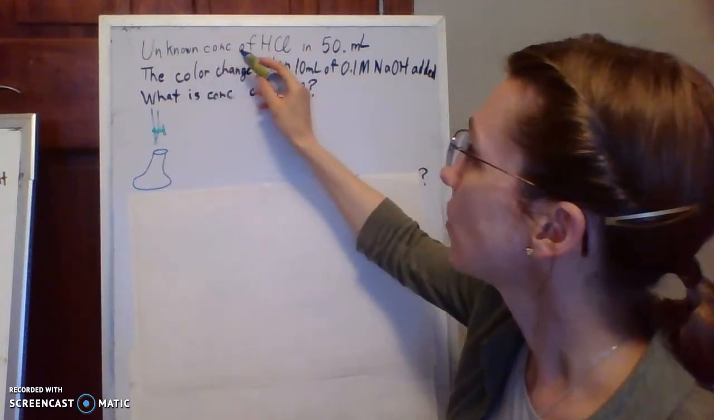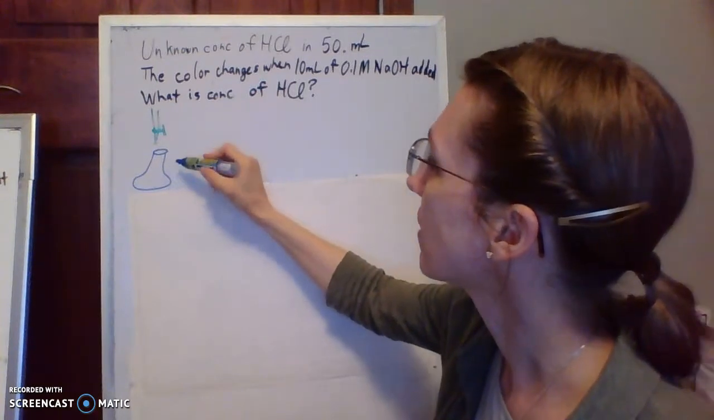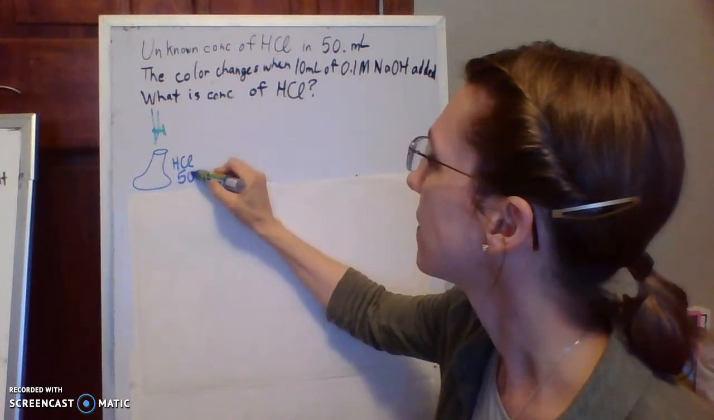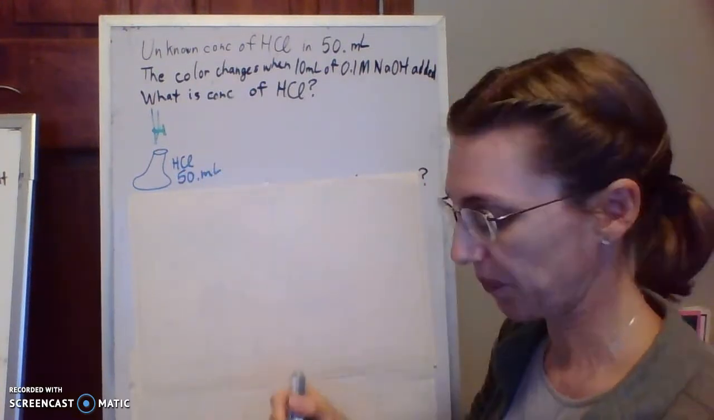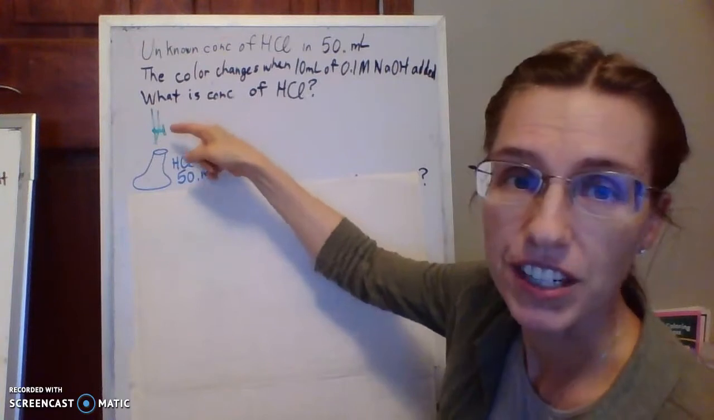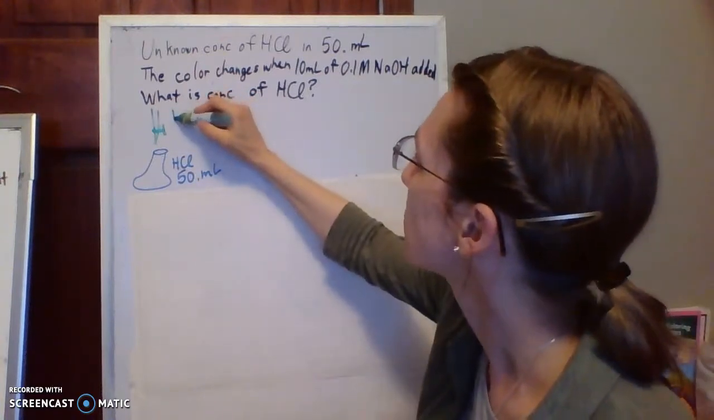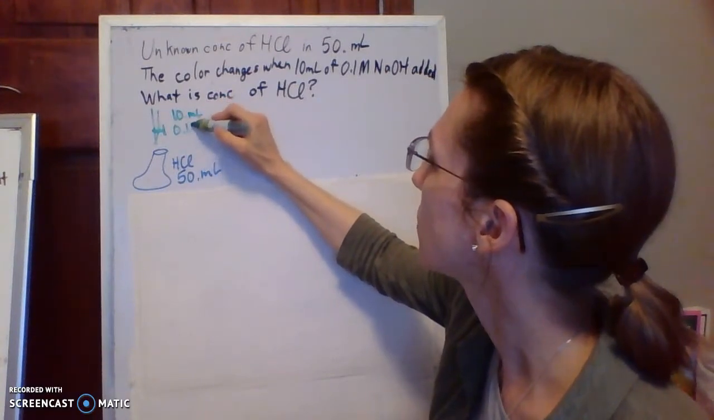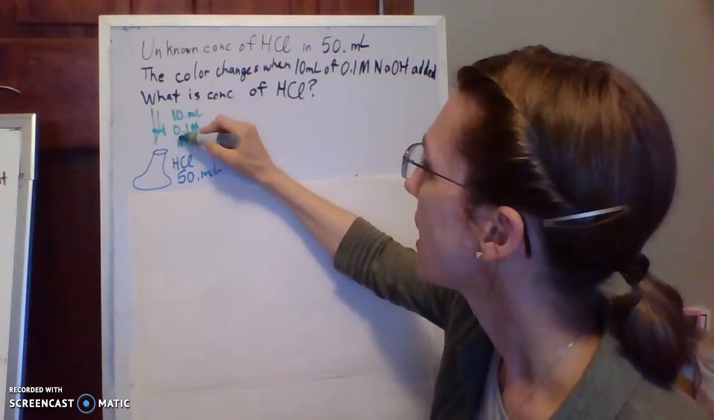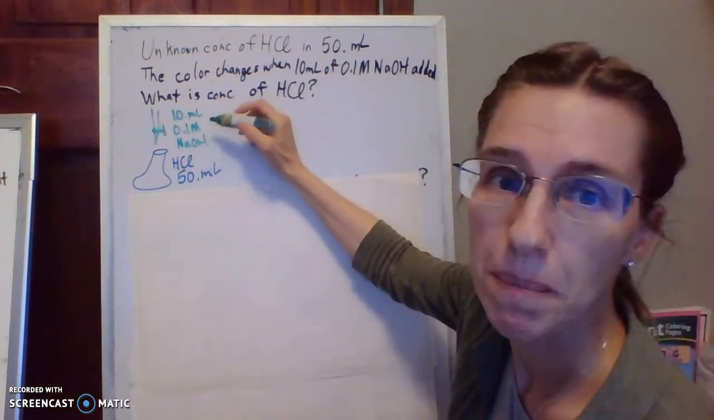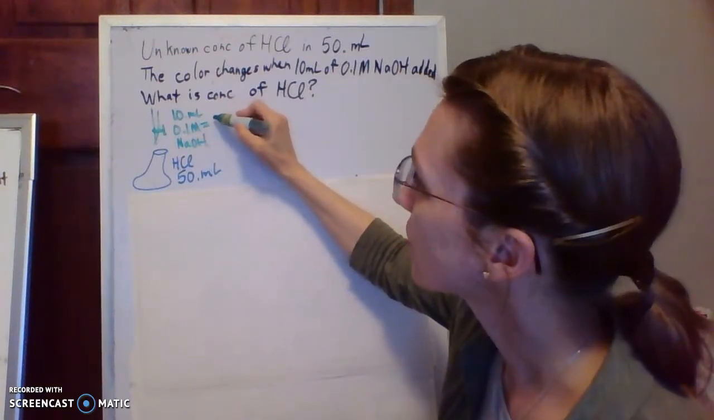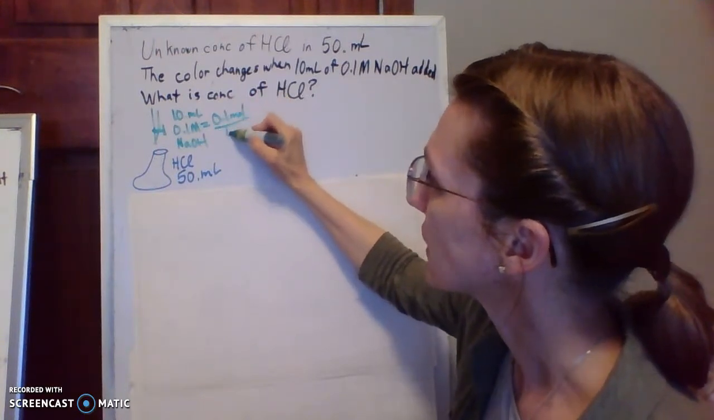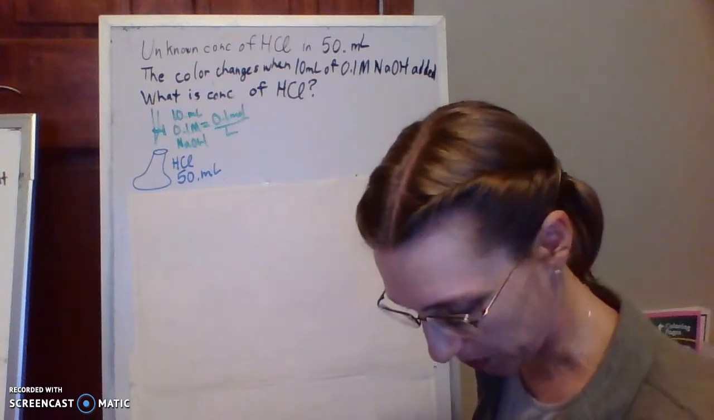So we've got an unknown concentration. Our unknown concentration goes down here. It says it's HCl, and we have 50 milliliters of it. Now our thing that we have known concentration is going to go in there, and it says we've got 10 milliliters of a 0.1 molar solution, and it says it's sodium hydroxide. With this molarity, that's a conversion factor, so right away I'm going to change it into moles per liter. Okay, that's something we can use.